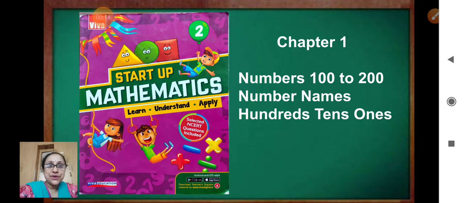So, open your book. Today we will be doing chapter 1, numbers 100 to 200. Number names, hundreds, tens, ones. Okay, so open your book. Take your pencil box. You are having pencil and eraser.